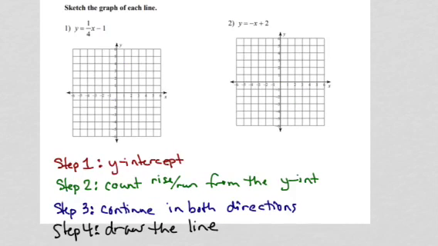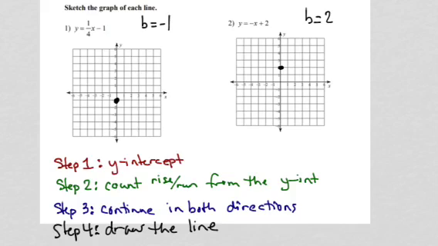Alright, now the other direction. Let's graph them ourselves. Alright, step 1. We're going to start with the y-intercept. So in problem number 1 up here, that y-intercept happens to be negative 1. So I'm going to start there, my y-intercept. Problem number 2 over here, that y-intercept happens to be at positive 2. So on the y-axis, positive 2. It's always where we start.